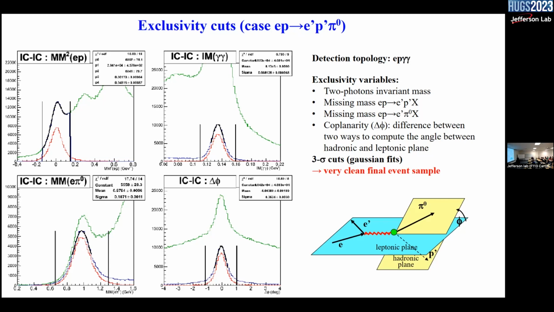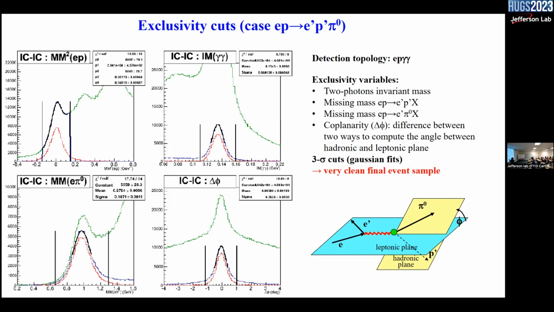One cut that we do a lot in exclusive final states is this coplanarity cut. If you remember, I showed all the observables as a function of phi, that is this angle between the leptonic and the hadronic plane. And this angle can be computed in different ways. For the hadronic plane, you can either use pion and proton, or you can use pion and virtual photon, because the virtual photon belongs to both planes. So you can construct this phi in different ways, but it should be the same phi. So if you make a difference of the 2 phi, you should get a peak, and you see it here, the peak around 0 delta phi, so you cut around it.